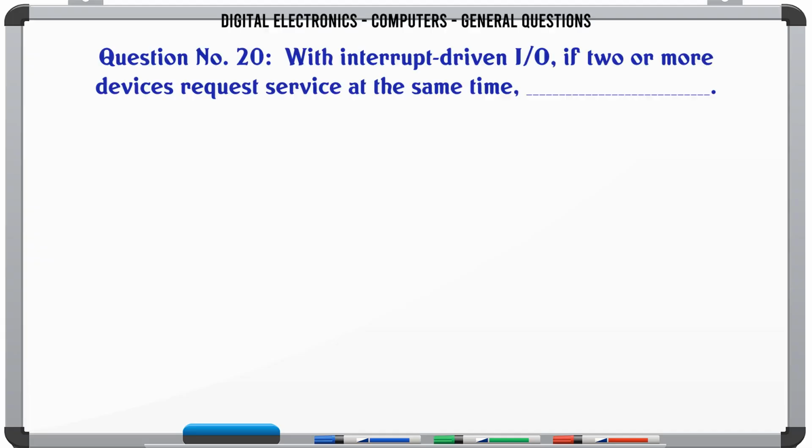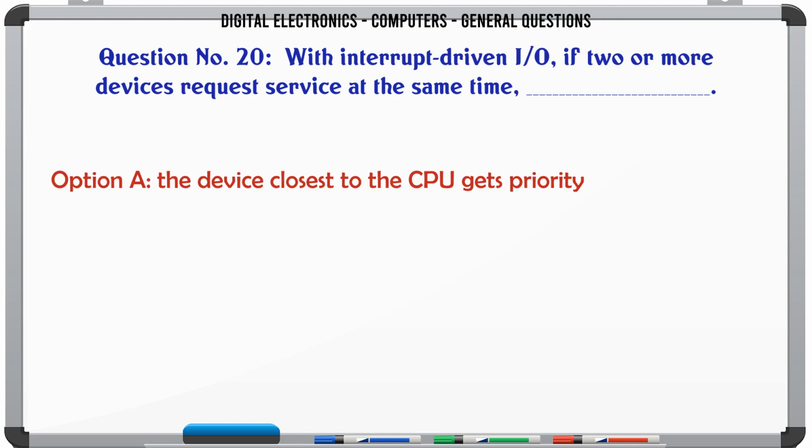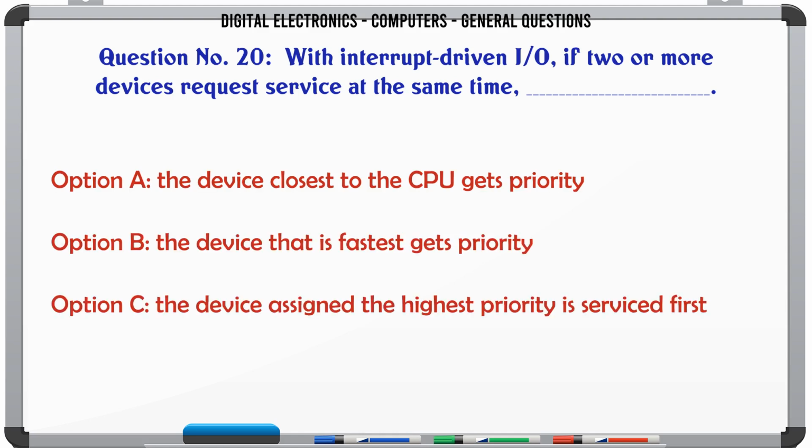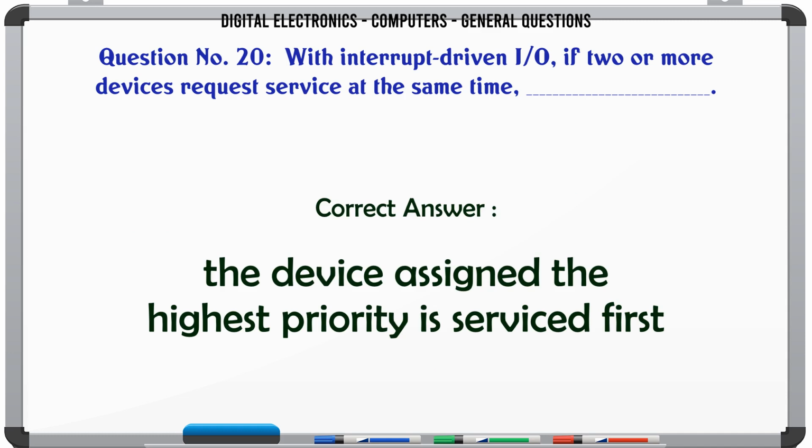With interrupt-driven I/O, if two or more devices request service at the same time, A. the device closest to the CPU gets priority. B. The device that is fastest gets priority. C. The device assigned the highest priority is serviced first. D. The system is likely to crash. The correct answer is the device assigned the highest priority is serviced first.